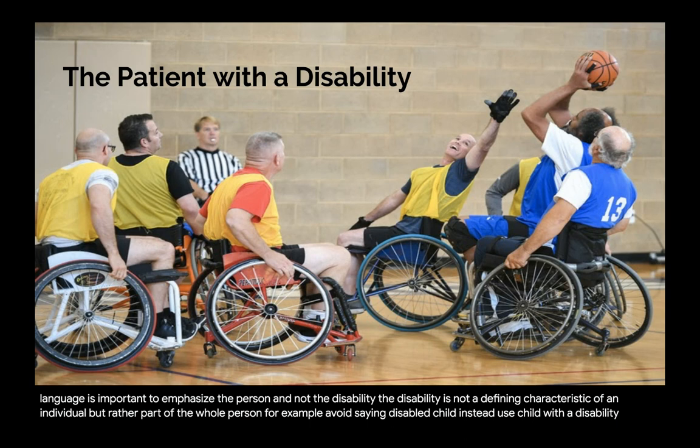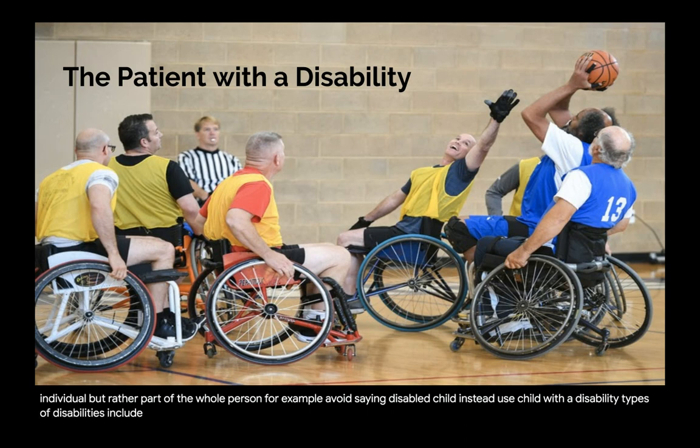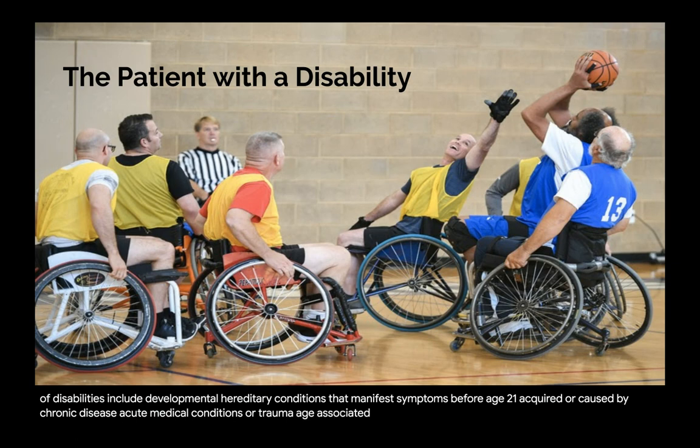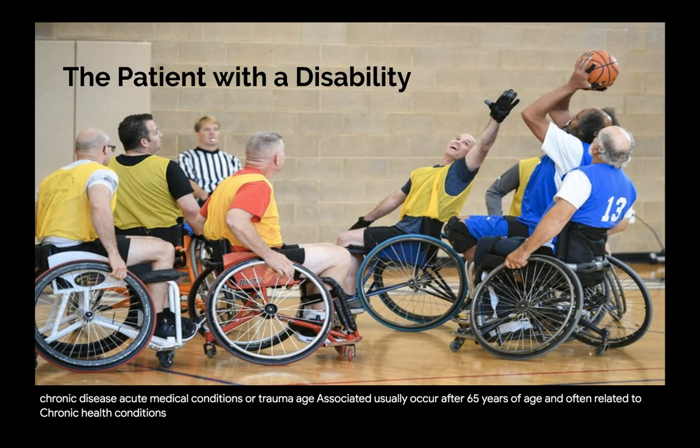Types of conditions. Types of disabilities include developmental, hereditary conditions that manifest symptoms before age 21, and acquired, caused by chronic disease, acute medical conditions, or trauma. Age-associated disabilities usually occur after 65 years of age and are often related to chronic health conditions. Some types of impairment can manifest as a stable condition. Others may cause progressive disability.